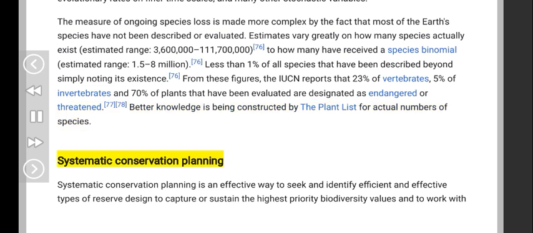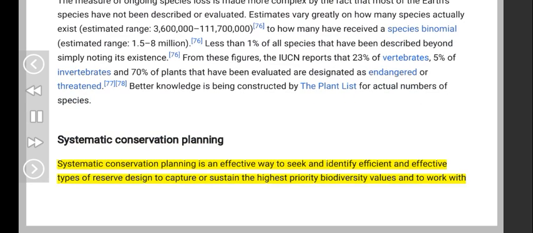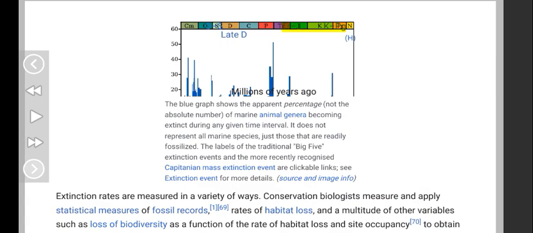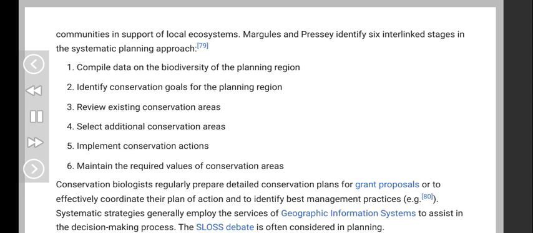Systematic conservation planning. Systematic conservation planning is an effective way to seek and identify efficient and effective types of reserve designed to capture or sustain the highest priority biodiversity values and to work with communities in support of local ecosystems. Margules and Pressey identify six interlinked stages in the systematic planning approach.